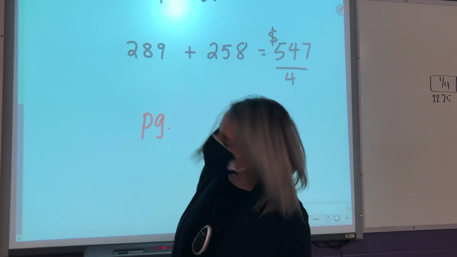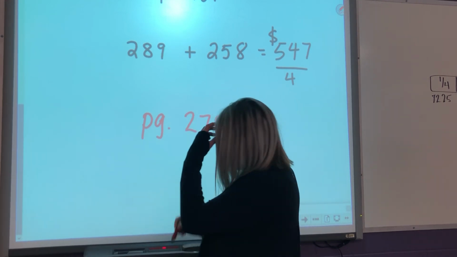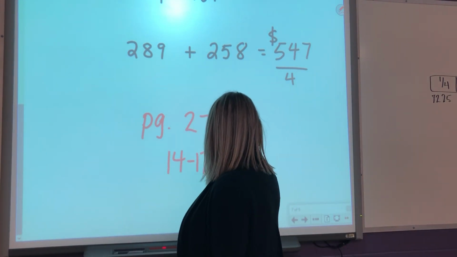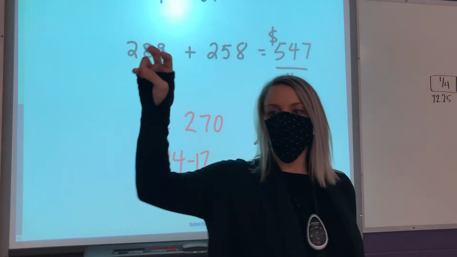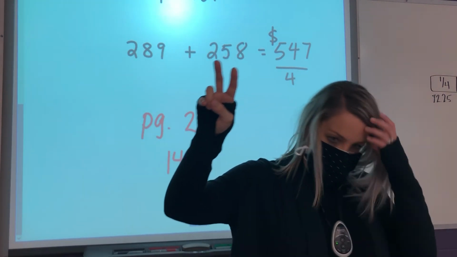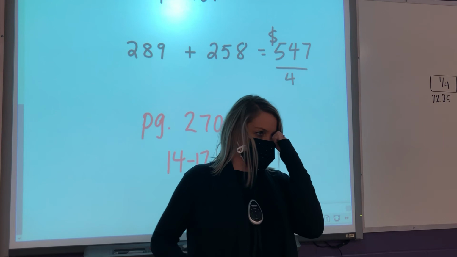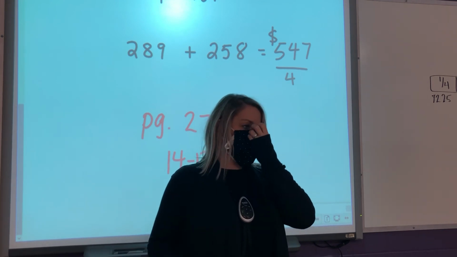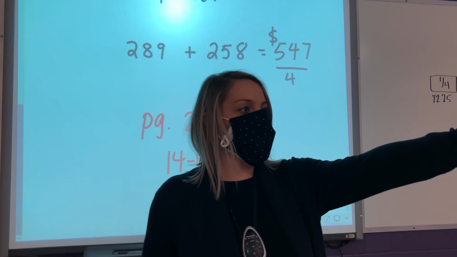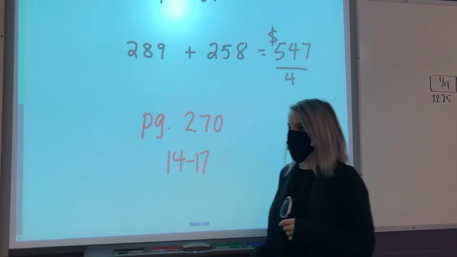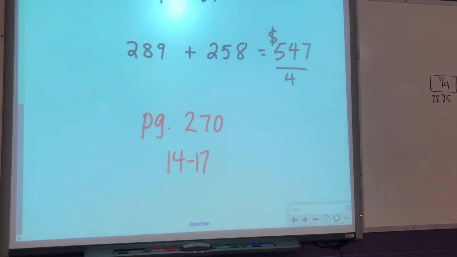Page 270, and we'll go 14 through 17. Okay, your book. You should be in book 2. Gotcha. You should be in book 2. Wait one minute. Book 2. I gave it to you before you left. Sarah, in the back, on that back table, in that box, right behind Alex. 270. Like 14 through 17.